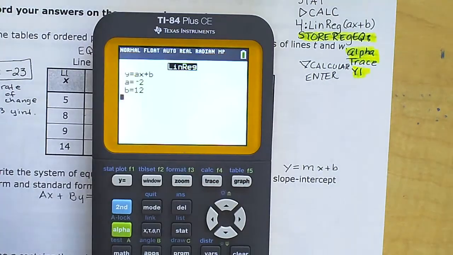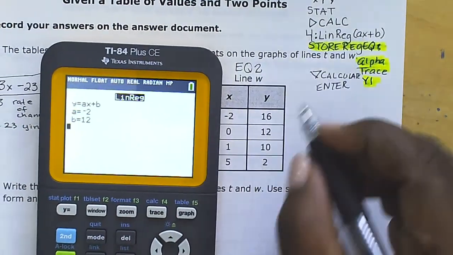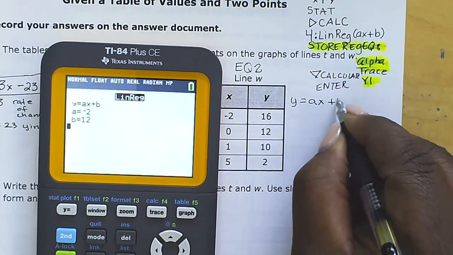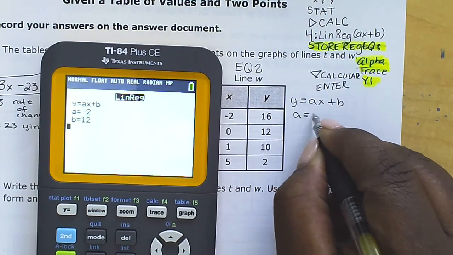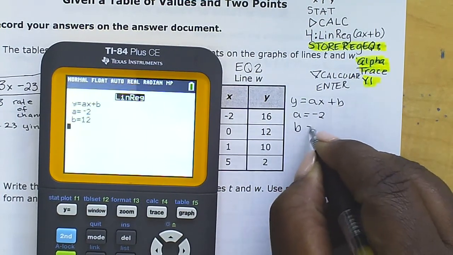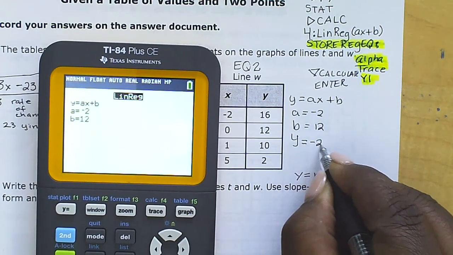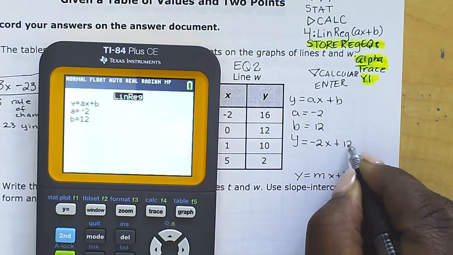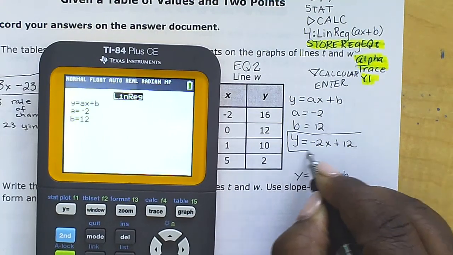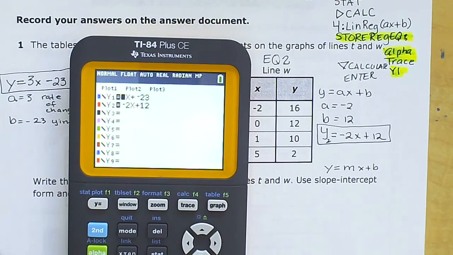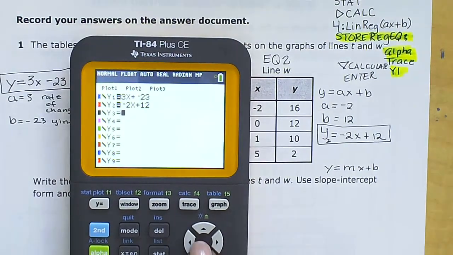This is our equation. We're going to write that down. y equals ax plus b. The a value is -2. My b value is 12. So my equation is y equals -2x plus 12. And it's going to be in y2. Watch. Boom, it's there. So once you know that calculator trick, I just like to show students tricks.